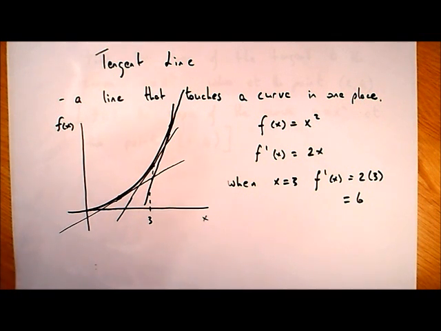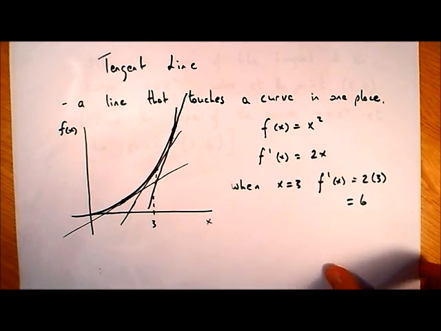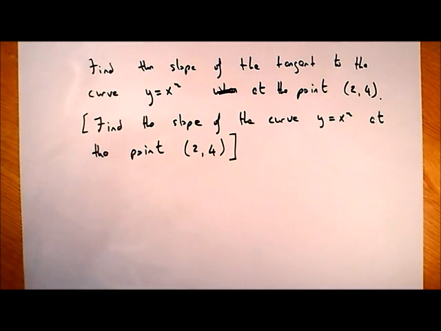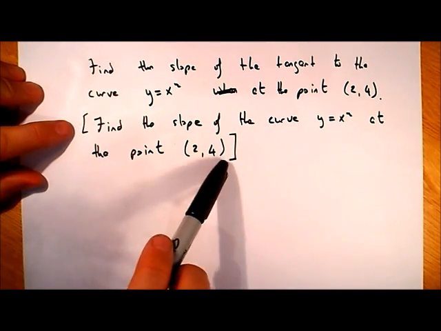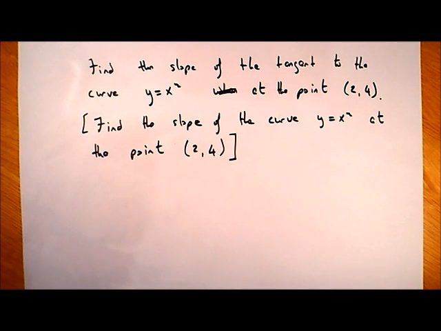So, what's the important thing to remember? What a tangent line is. It's a line that touches the curve in one place only. And the slope of the tangent line is exactly the same as the slope of the curve at a value of x. Okay, so let's have a look at these two questions. Here's the first one, and here's the second one in brackets underneath. They're actually the exact same question. They mean the same thing.